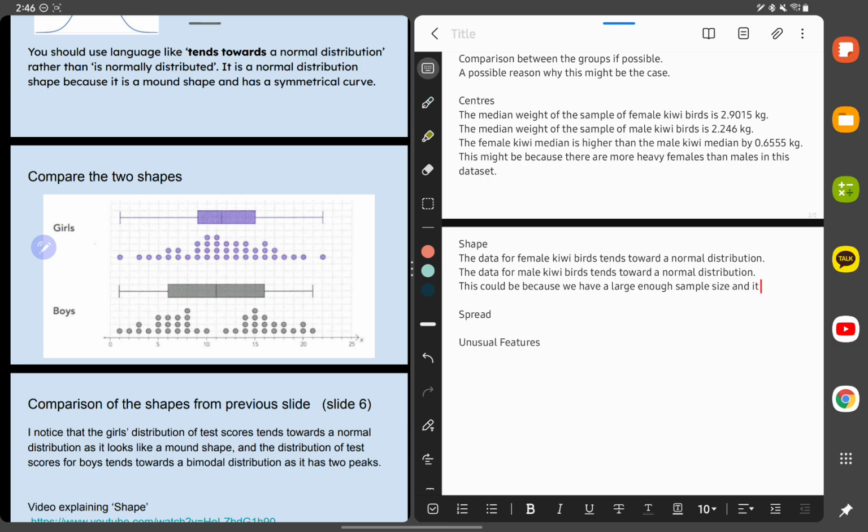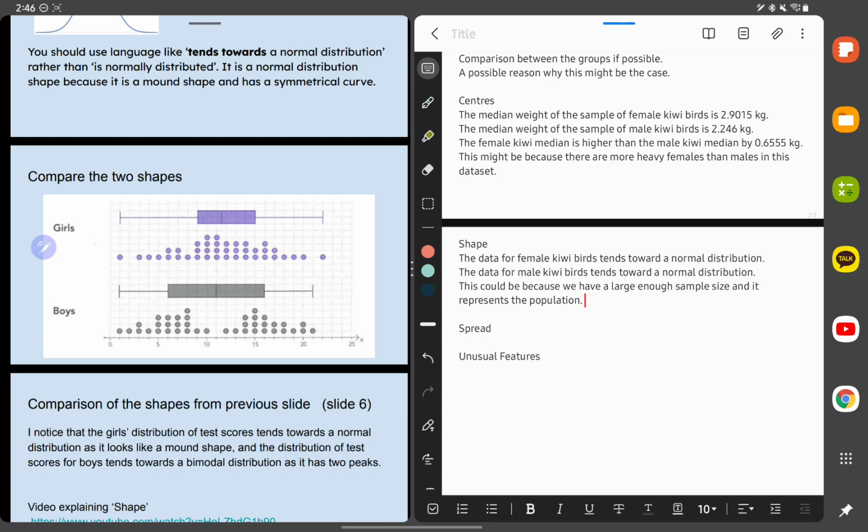And it represents the population. When I say sample, I mean the data points that we have. The population means everybody, including the sample that we have, all the kiwi birds that we're trying to make assumptions about.